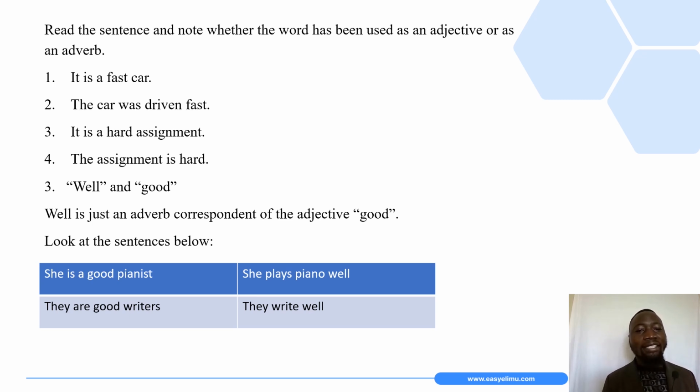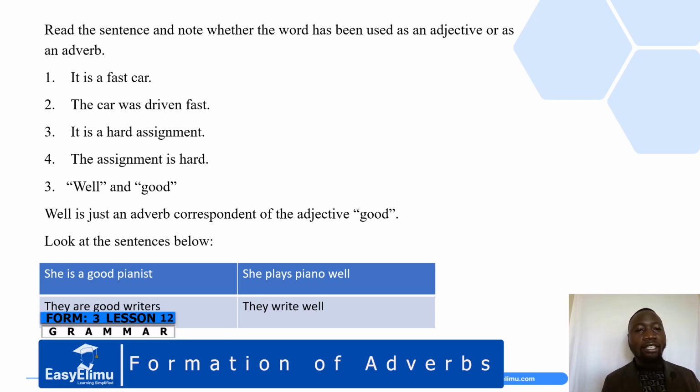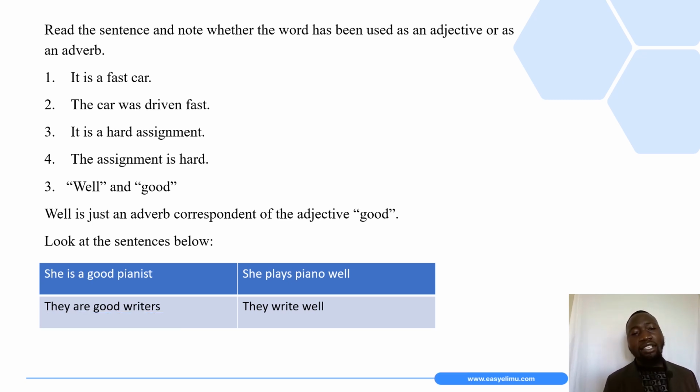In this case, the word fast has been used as an adjective to describe a noun, that is a car. The second example we have, the car was driven fast. In this case, fast has now been used as an adverb, and if we are to categorize it under types of adverbs, it is an adverb of manner, indicating how an action was performed. We are talking about the manner in which the car was driven.